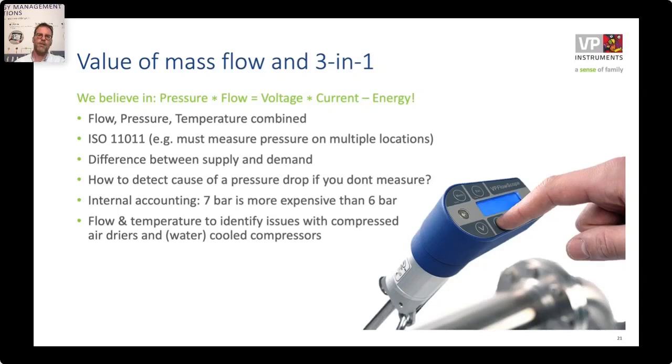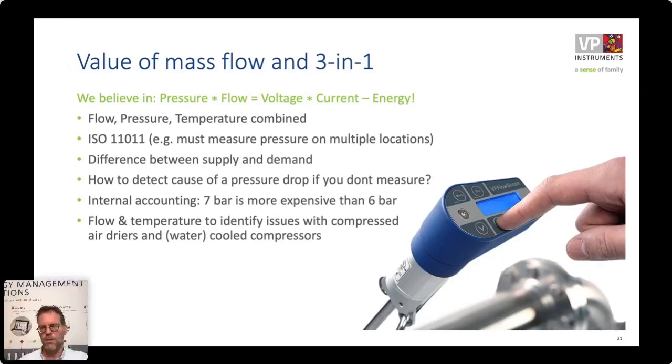And temperature can also be interesting if you measure flow and temperature, for example, downstream of an air treatment equipment like a compressed air dryer. If temperature rises, that can be an indication that also the dew point will be affected. It can also be an indication that the cooling system is fault internally. So it helps you also to identify maintenance-related issues.